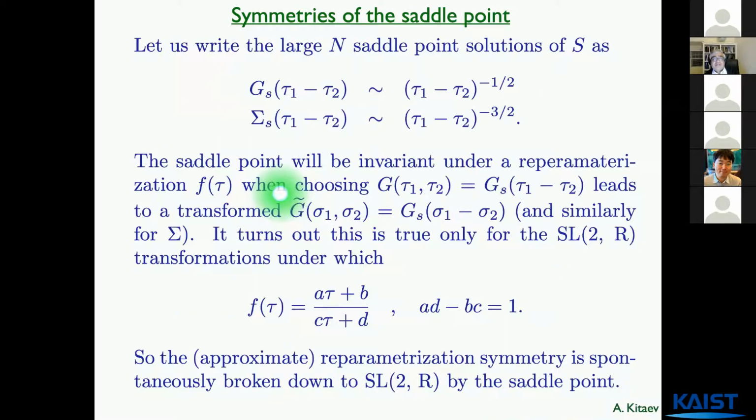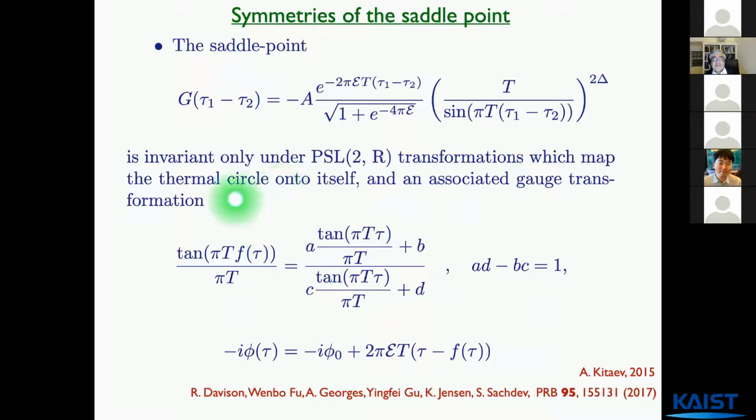Anyway, okay, so that's the analysis. Yes, and let me just finish the statement. And these symmetries can also be extended to finite temperature.